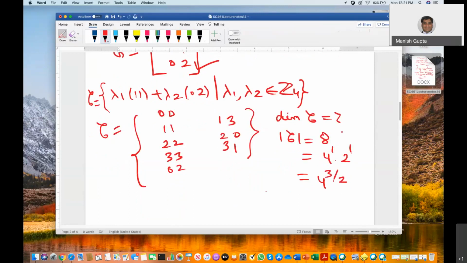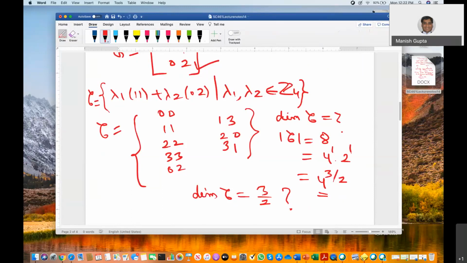So normally you see that 4 is the size of the alphabet that we are taking. So it looks like the dimension of C is 3 by 2. What is the problem here? The dimension is a fractional quantity. So how to overcome this problem? This is a submodule we generated using linear combinations over Z4, but it turns out that the dimension is a fraction, 3 by 2, 1.5. So that means something is not right.